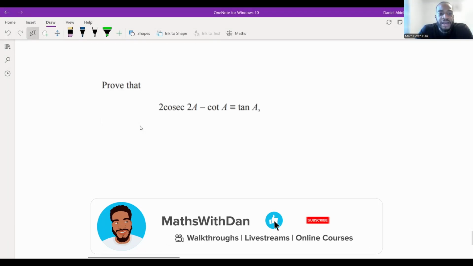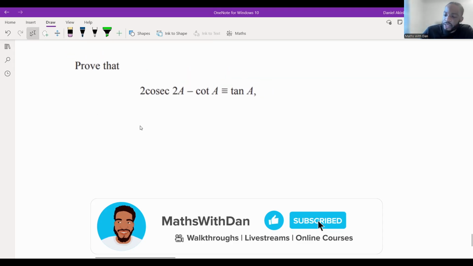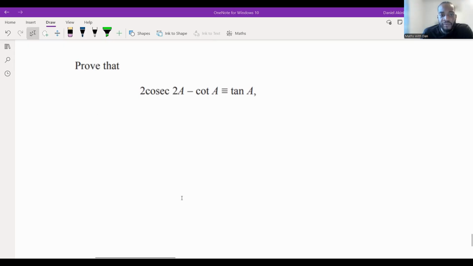It says prove that 2 cosec 2A minus cot A is equal to tan A. Now, firstly, what do we do? Well, you can choose any side. I always choose the left. I mean, you don't have to, but there's more to work with here on the left anyway.